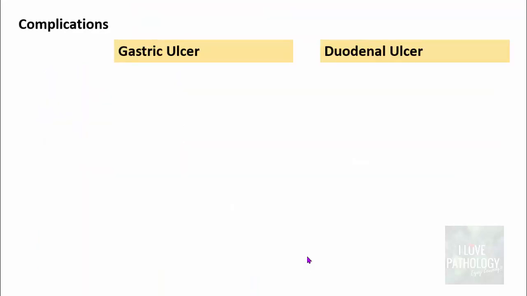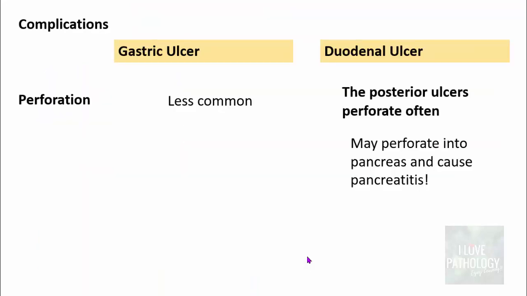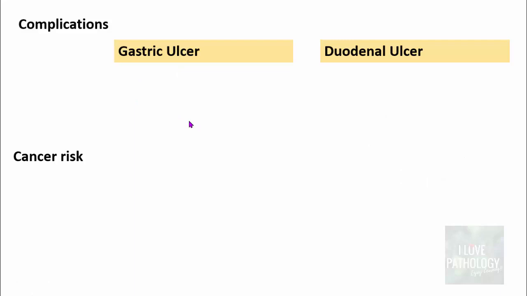Now what are the complications? Perforation, as I told you, is more common in duodenal ulcer. The posterior ulcers are the ones which often perforate. They perforate into the pancreas and then they cause pancreatitis. Whereas gastric ulcer perforations are less common as compared to duodenal ulcers. The most important one is the risk of malignant transformation. The risk of malignant transformation is there in gastric ulcers, whereas it is extremely uncommon or even nil in case of duodenal ulcer.